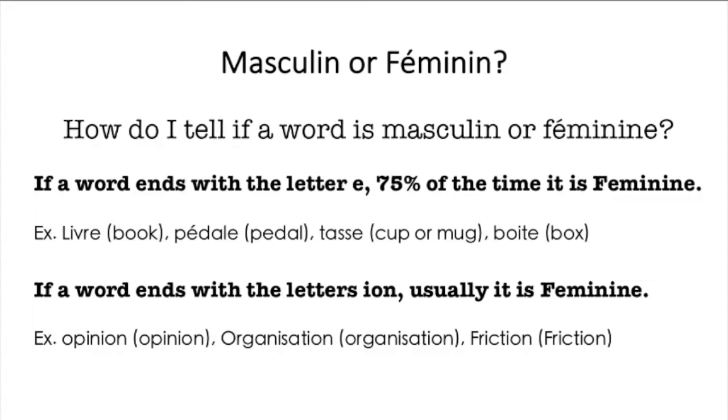So, as mentioned in my last video, this is one of my favorite questions that I get in class. Monsieur, is the word masculine or is it feminine? Well, there's a very easy answer to this. If a word ends with the letter E, 75% of the time it is feminine. For example, livre in French is a book. Ends with an E, it's feminine. If a word ends with the letters ION, usually it is also feminine. So for example, opinion, okay, ends with ION, usually it's feminine.